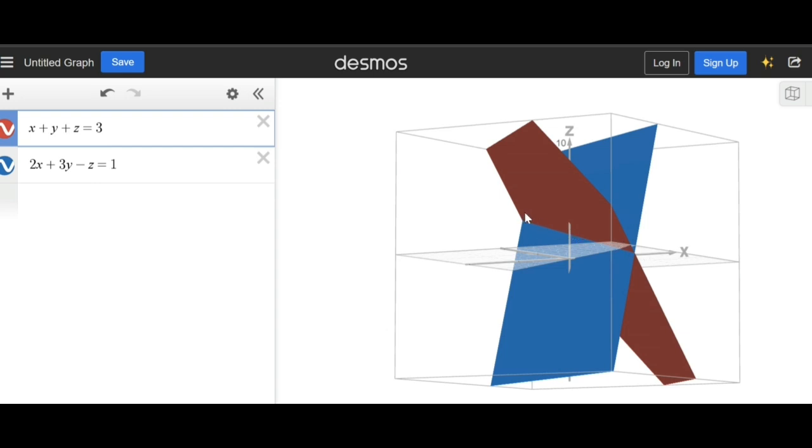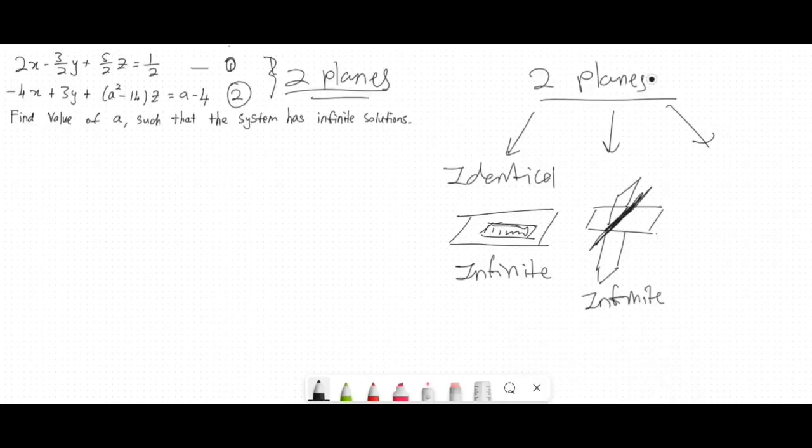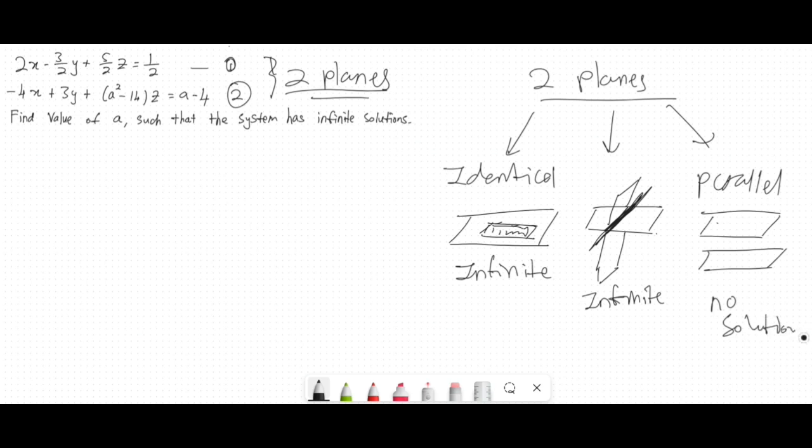This line has infinite solutions. Right. And last is parallel. When two planes are parallel, it means these two planes do not intersect each other. So these two planes will have no solutions, because they do not intersect each other. Same as the lines. Right. So these are two planes.